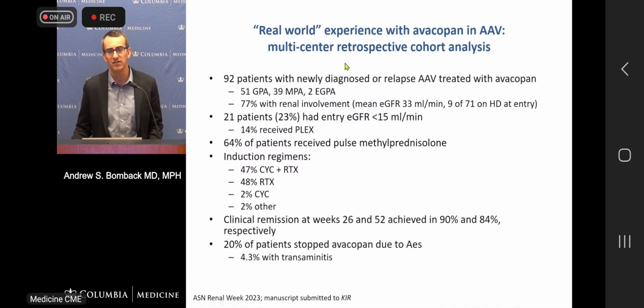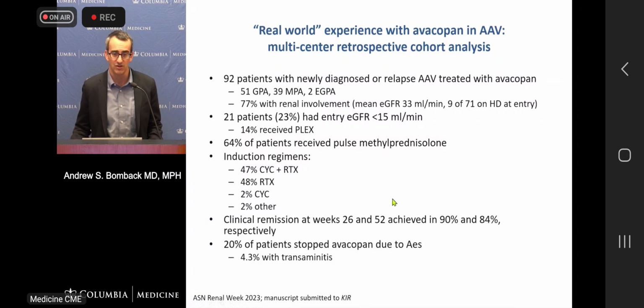And this is looking at 92 patients who were prescribed Avacopan in the real world for newly diagnosed or relapsing ANCA-associated vasculitis. You can see there's a nice mixture of both granulomatosis with polyangiitis and microscopic polyangiitis. The vast majority have renal involvement, about 80%, with significant kidney disease, including 9 of them on dialysis at entry, and 23% with entry GFRs below 15 mLs per minute, a number of whom received plasmapheresis. And when we look at how they were induced, again, this is really representative of the way ANCA is being treated at vasculitis centers. So you're seeing the induction regimens often are combining cyclophosphamide with rituximab or using rituximab alone, which are really the 2 ways that we think about treating it.